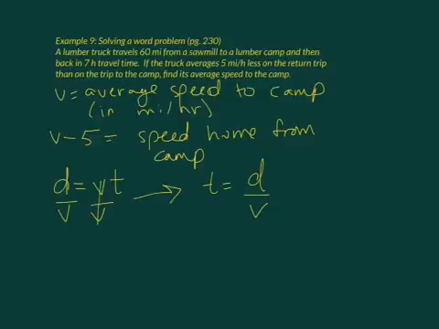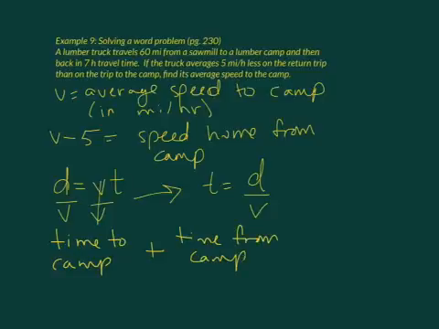So let's set up an equation real quick in words. We know that the time to the camp plus the time from the camp equals the total time of the trip, which we know is 7 hours.